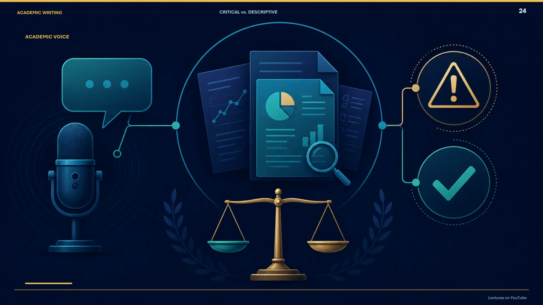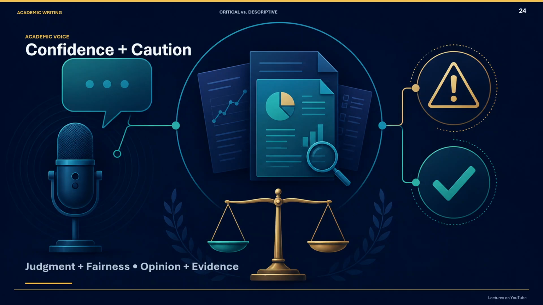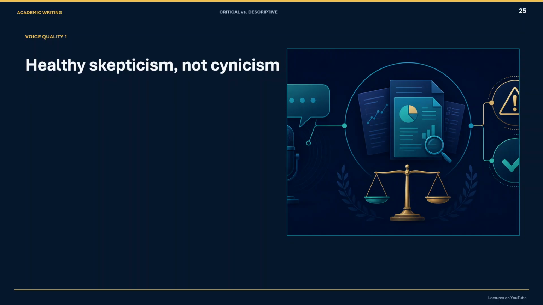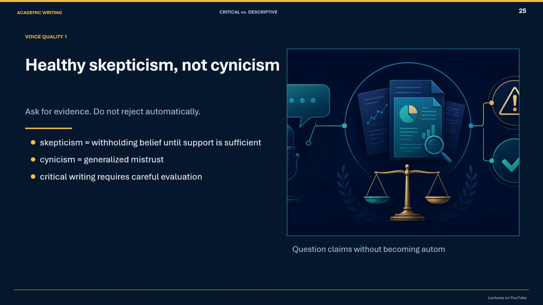Developing an appropriate academic voice. A strong academic voice combines confidence with caution, judgment with fairness, and opinion with evidence. The first quality is healthy skepticism, not cynicism. Skepticism means asking for evidence and withholding belief until the support is sufficient. Cynicism is generalized mistrust. Critical writing requires careful evaluation, not automatic rejection.